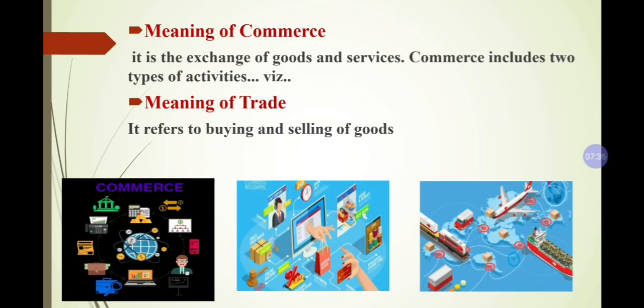Next, the other part we have is your commerce. We have seen the first part, what is industry. Now the second part, commerce. It is the exchange of goods and services. Commerce involves two types of activities. So what is commerce? It is an exchange of goods and services for the value of money. Whatever primary, secondary and tertiary industries have done, everything will be exchanged in commerce for the value of money.